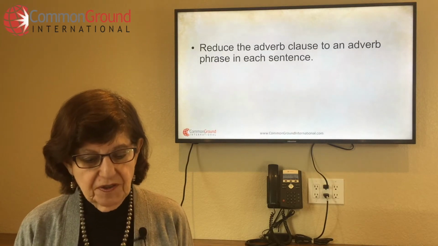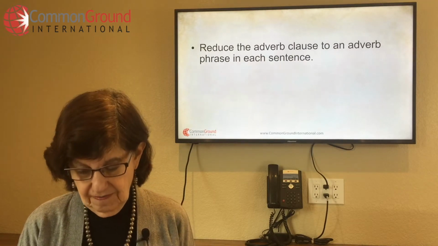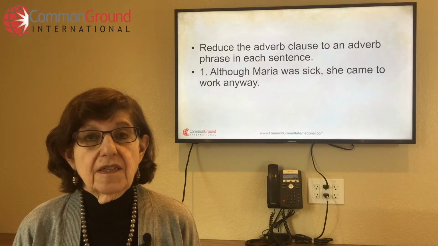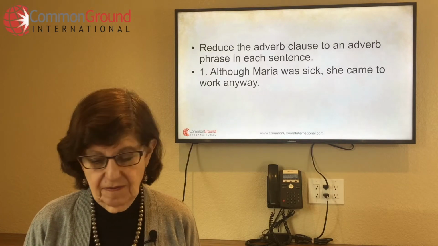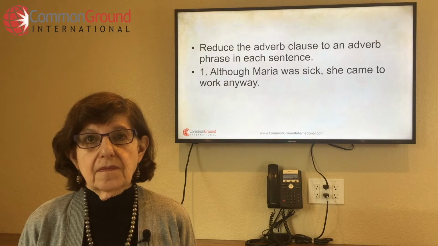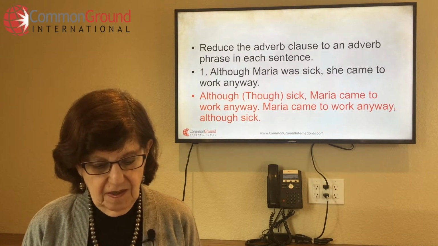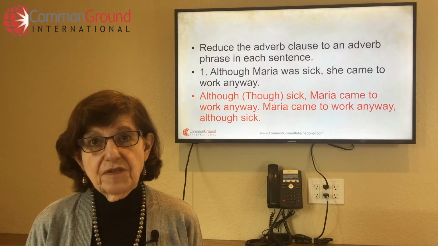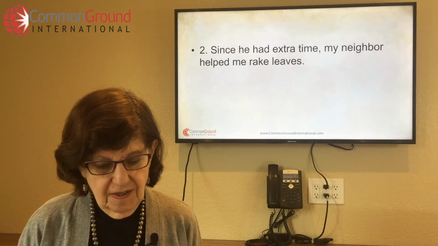Okay, now you're going to reduce the adverb clause to an adverb phrase in each sentence. Let's begin. Although Maria was sick, she came to work anyway. There are a couple of ways you can do this. You can say, although or though sick, Maria came to work anyway, or Maria came to work anyway, although sick. Okay, let's look at the next one.